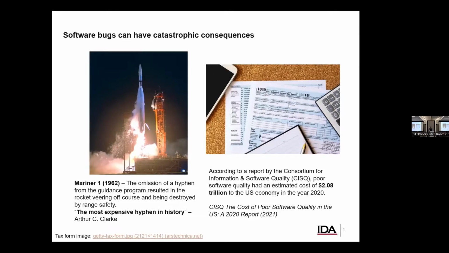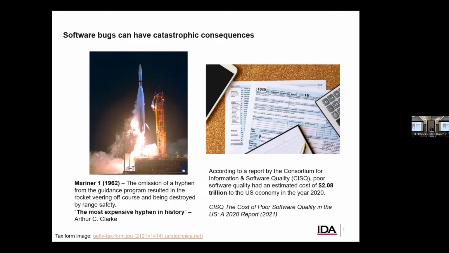So, for example, this example with Mariner 1, the omission of a hyphen from the guidance program resulted in the rocket veering off course and needing to be destroyed. So the entire mission was basically compromised because someone fat-fingered their program.